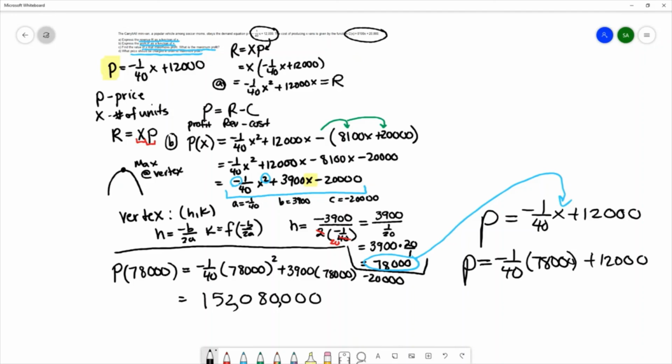So 78,000 divided by 40 is 1,950, the little negative, plus 12,000. And that gives me $10,050. So we should charge $10,050 per vehicle to get a maximum profit of 152,080,000, and we're going to sell 78,000 vehicles at that price.